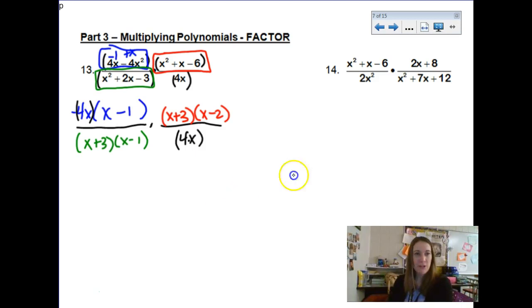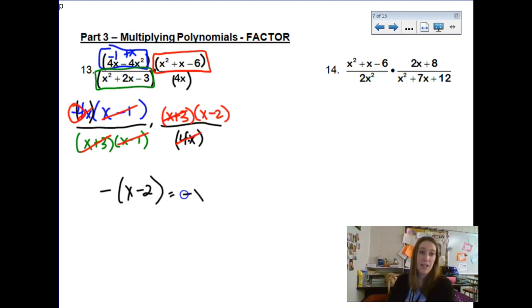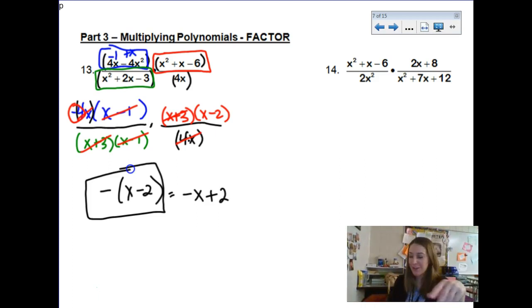Alright, now for the fun part, we get to cross stuff off. So, 4x, gone. But be careful, there is still a negative right there. X minus 1 is gone. X plus 3 is gone. So, up in my numerator, I still have a negative. I still have the quantity x minus 2. And there's nothing left in the denominator, so if you want to put a 1, you can say a 1 or not. You can also distribute the negative and say it's negative x plus 2, but I actually prefer this answer. I want you to leave your answers in all factors because it's easier for me to grade, frankly.